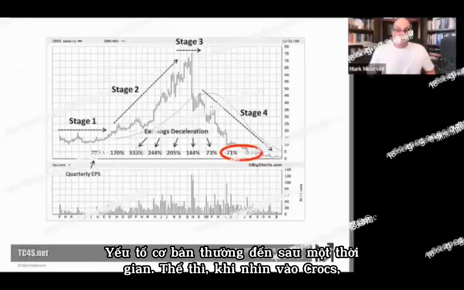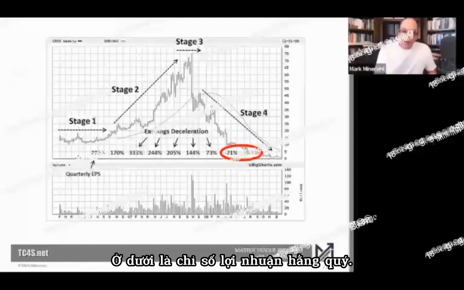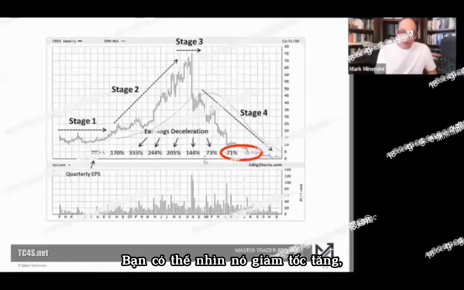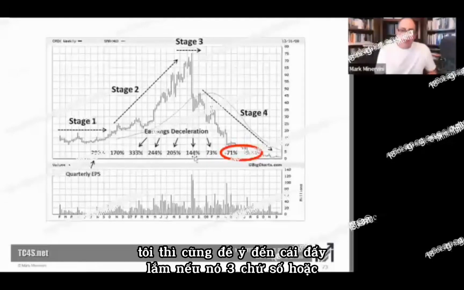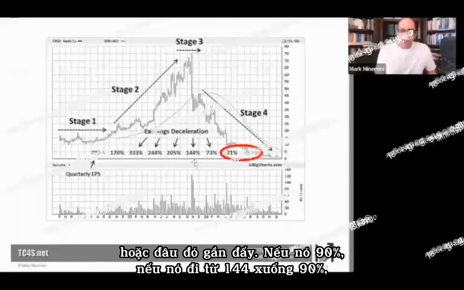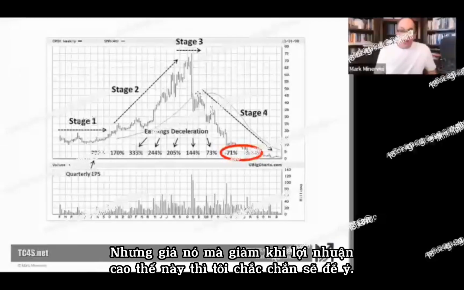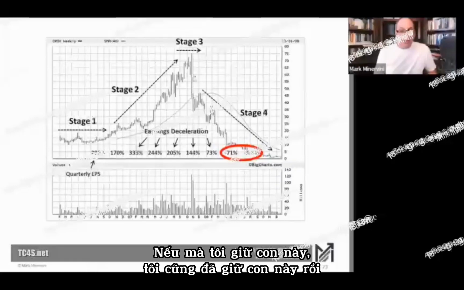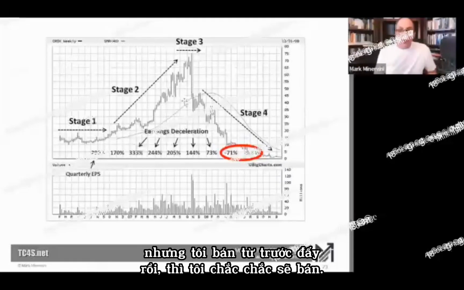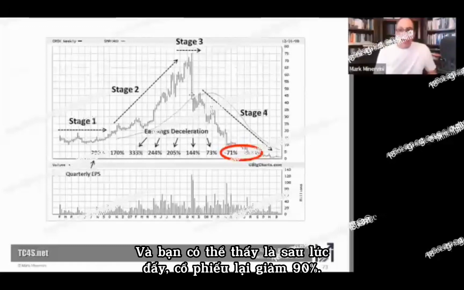So take a look at Crocs here. You can see the earnings right here. These are the quarterly earnings at the bottom. Now, you see some deceleration. They start to decelerate, but I don't really pay attention to deceleration if it's triple digit or anywhere near. If it goes from 144 to 90, I don't really pay attention to that. That's not going to get my attention too much. But this stock decline on these big earnings definitely gets my attention. I was actually in this stock, but I sold way before this. I would definitely be selling. I would not be buying here. And you can see this is the stock that from that point went down 90%.